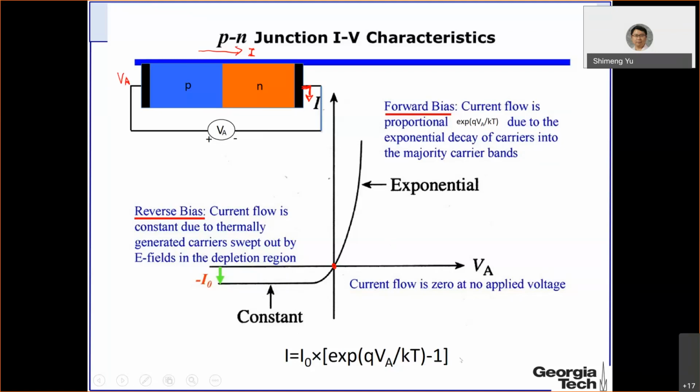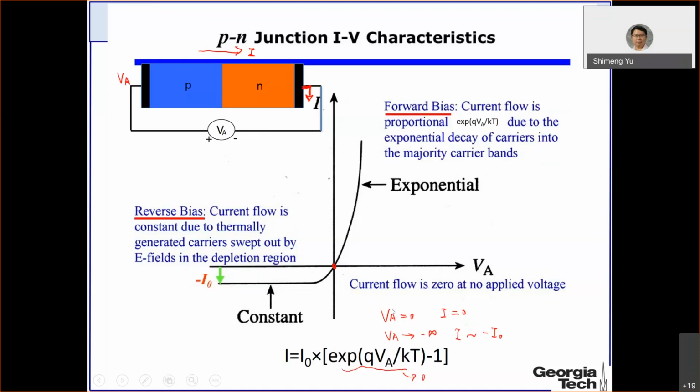So this is very accurate. And then you can see that when the VA equals 0, then the I equals 0, because here the exponential of 0 means 1, and 1 minus 1 is 0. And when the VA is approaching very negative, then this exponential term will approach 0. So you will have current equal to the negative I0, which is here.